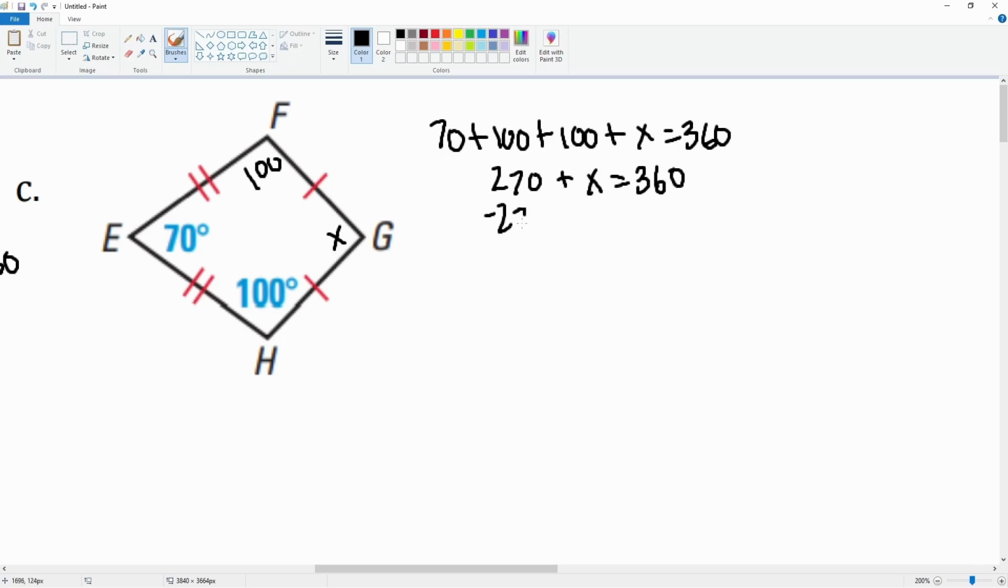We subtract the 270 from both sides. 270 minus 270 cancels, leaving you with x is equal to 360 minus 270. That should get you a 90. What is unique here is that the angle G here is a right angle at 90 degrees.